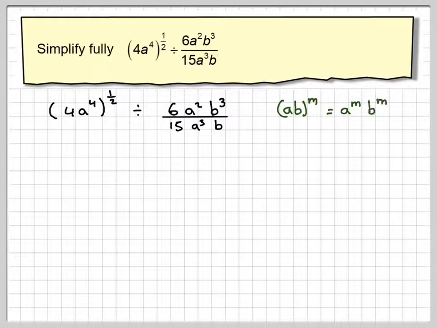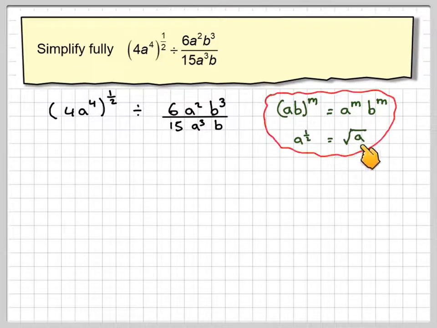So (ab)^m is the same as a^m b^m, and a to the half is the same as the square root of a. So we need to take the square root of 4 and the square root of a to the 4. The square root of 4 is 2, and for the square root of a to the 4, we need to do 4 times a half, which gives me a squared.